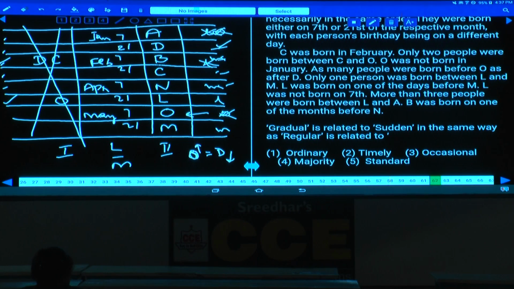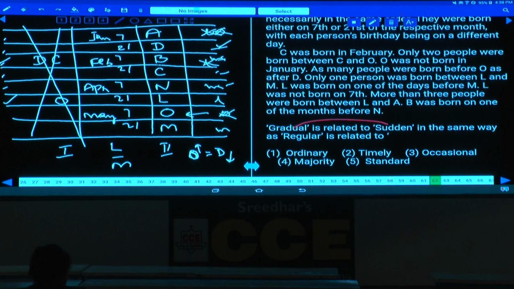Now question number 62 is not based on this one, it seems, isn't it? Now gradual is related to sudden. Gradual and sudden. Yes, what is the relation between these two? Gradual and sudden are antonyms to each other, opposite. And gradual means slowly, suddenly means fast, isn't it? Both these two are opposite.